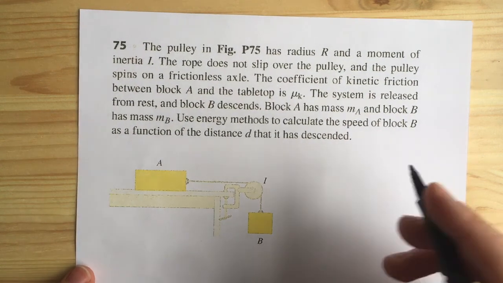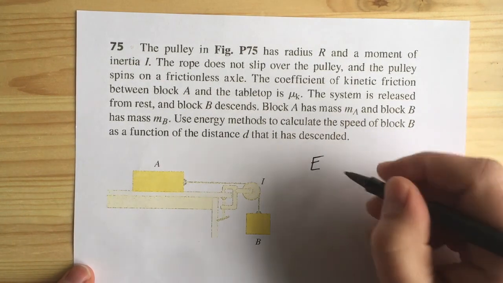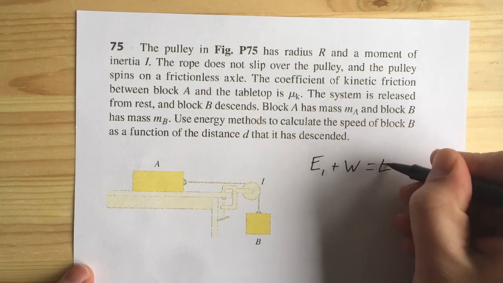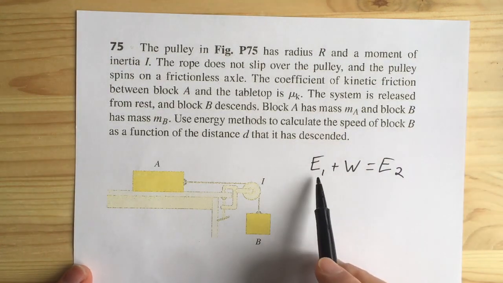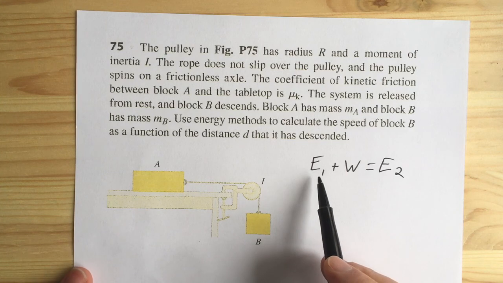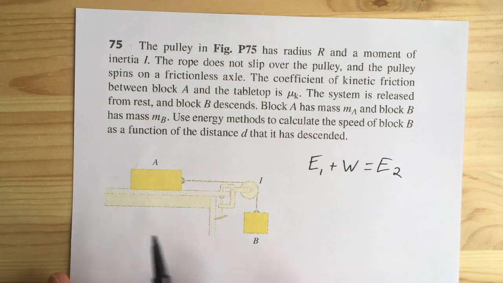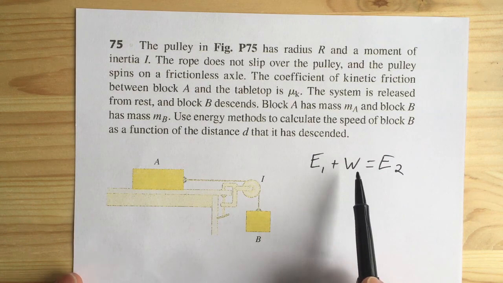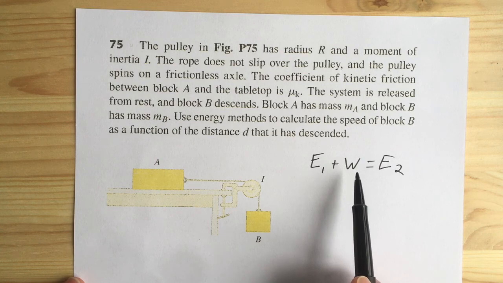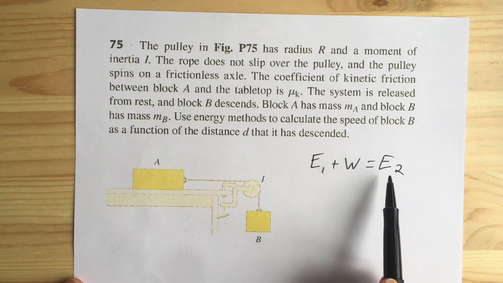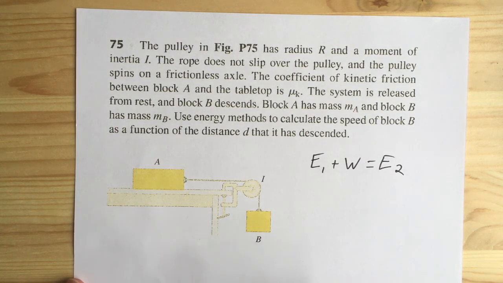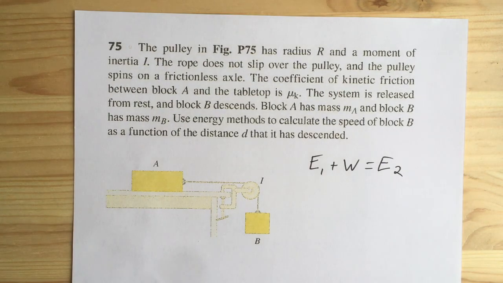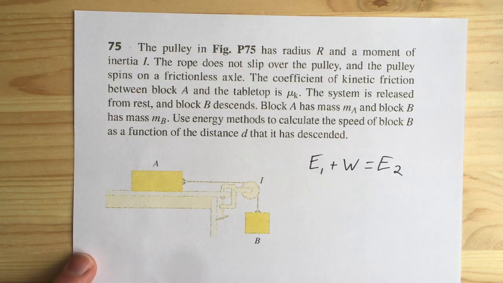Our goal is to use our conservation of energy equation, but the one where energy is not conserved, right? The total energy at time 1, which we're going to define to be before anything starts moving, plus whatever work is done by friction, which in this case is going to take energy out of the system, so it's some negative number of joules, gives us our final total energy, E2. So this is our goal. We need to figure out what E1 is, what the work done by friction is, and what E2 is. So let's start by figuring out what the work done by friction is.